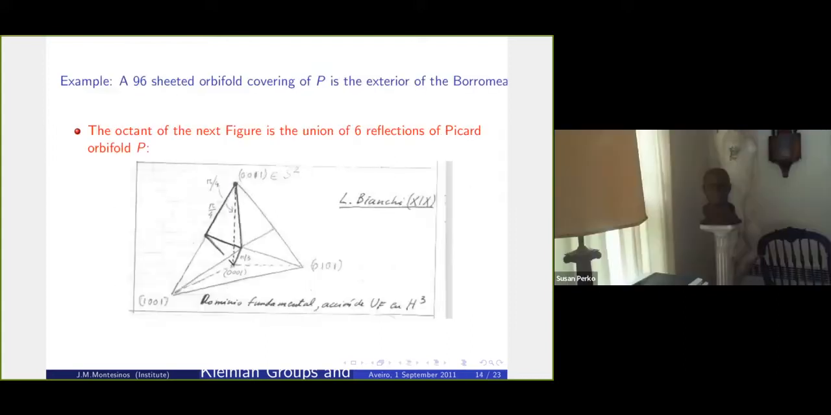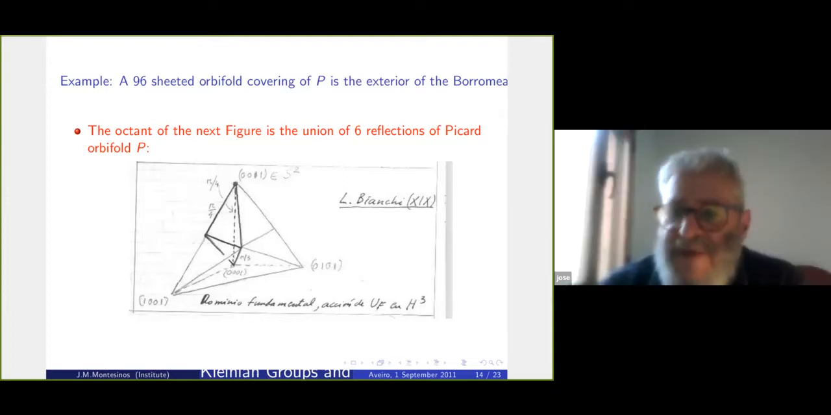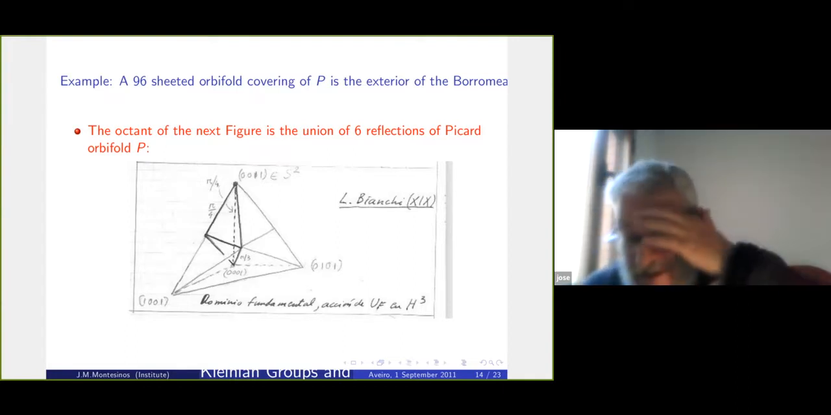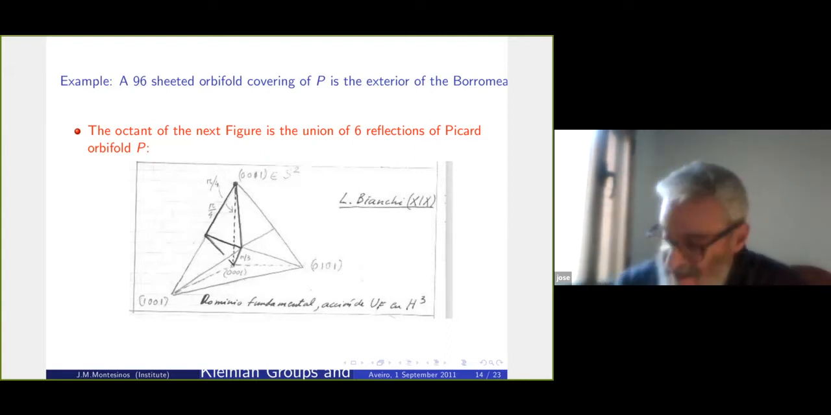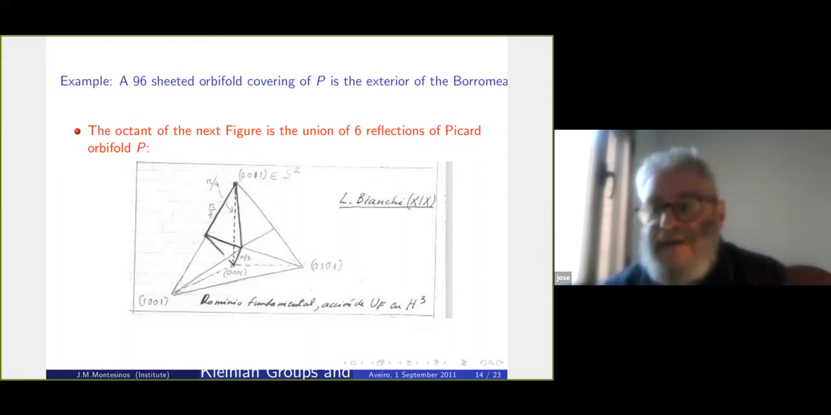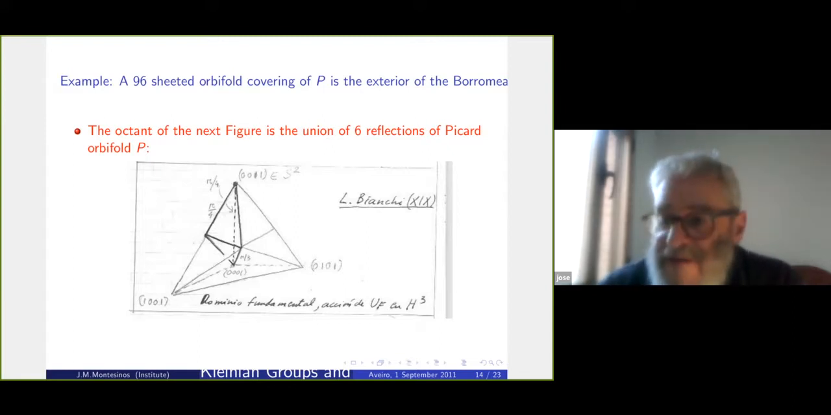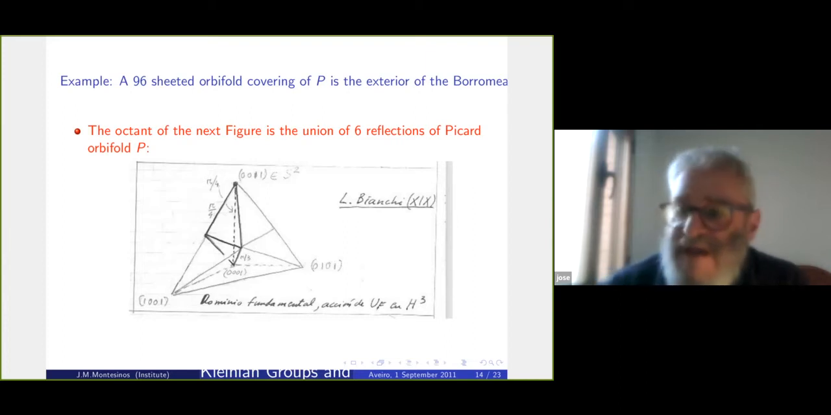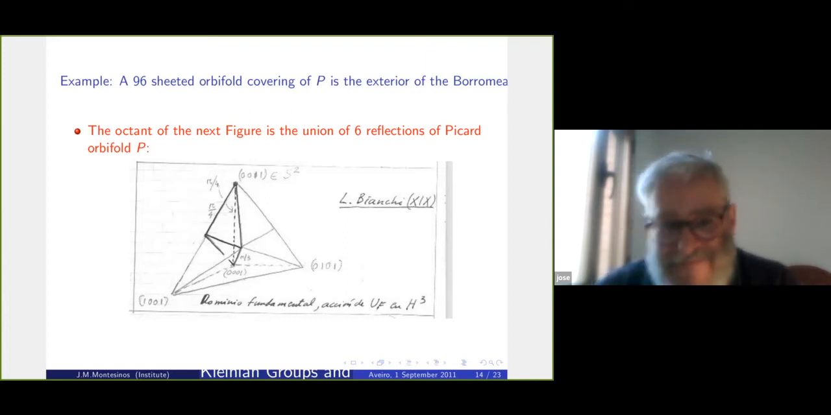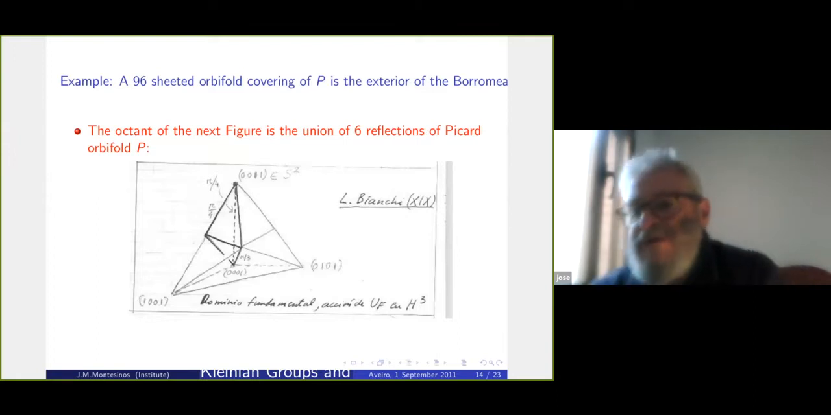For instance, this Picard orbifold has a 96-sheeted orbifold covering, which is the exterior of the Borromean rings. So the Borromean rings, the exterior of the Borromean rings, at infinity they disappear from your point of view. The Borromean rings have a complement which is hyperbolic, of finite volume, complete finite volume, and the volume is 96 times the volume of the tetrahedron. I am going to show you how this happens.